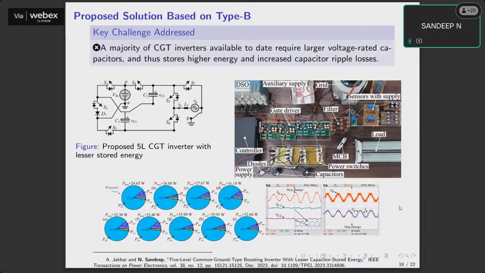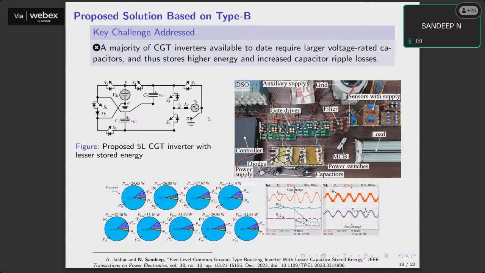Then we have worked exhaustively on switched capacitor, common ground type structures. Now the idea here, as I already told, is that the DC bus neutral point would be connected directly to the grid neutral. The moment we do this, one of the main challenges is that the switched capacitor should take care of the entire negative half cycle.